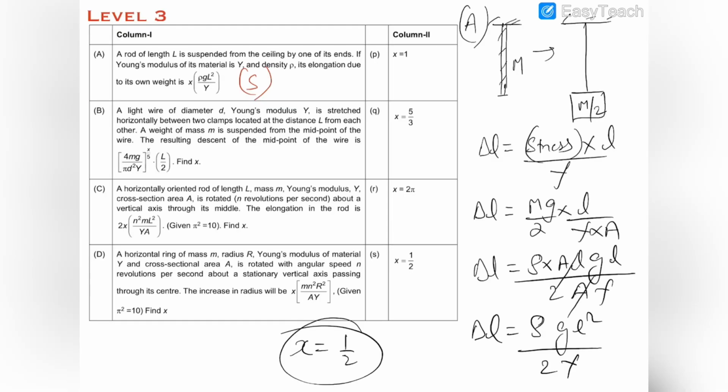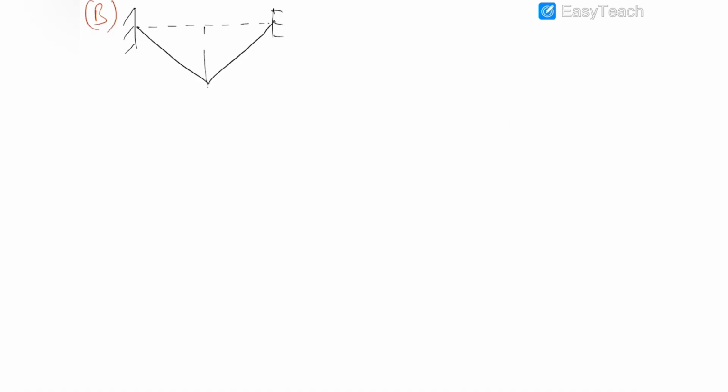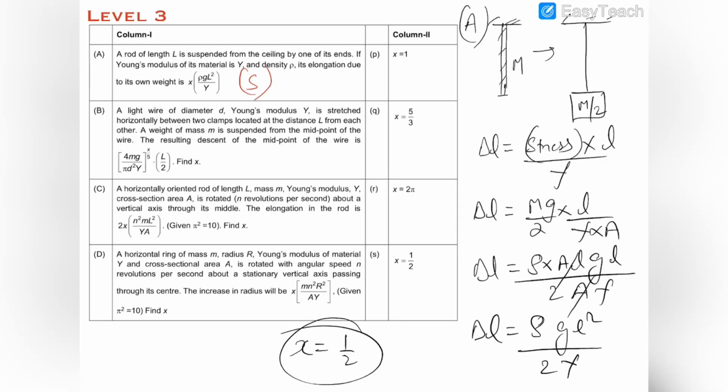Now in this situation in part B, there are two clamps and a wire is fixed between these two clamps, but due to application of a mass m at the midpoint of the wire, it descends down by a distance of x. Let's suppose it has descended by a distance of y. Okay, so this is L by 2 and this is L by 2. The diameter of the wire is given as D.